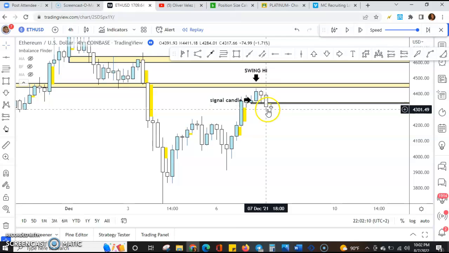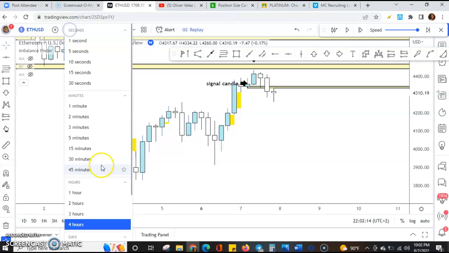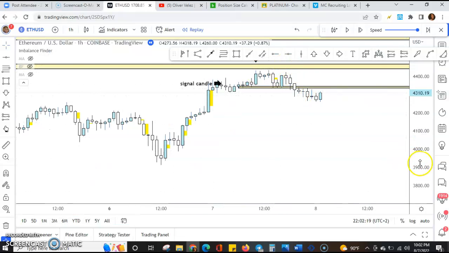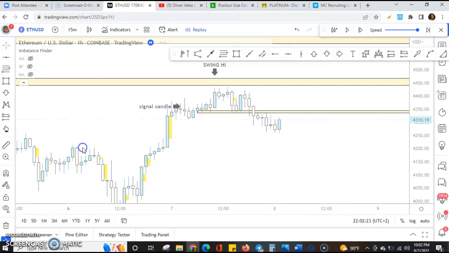Market did close below here. My goal right now is to get better at my entries. I confirm the close below on the 1 hour, and then I usually drop to the 15 minutes for entries.